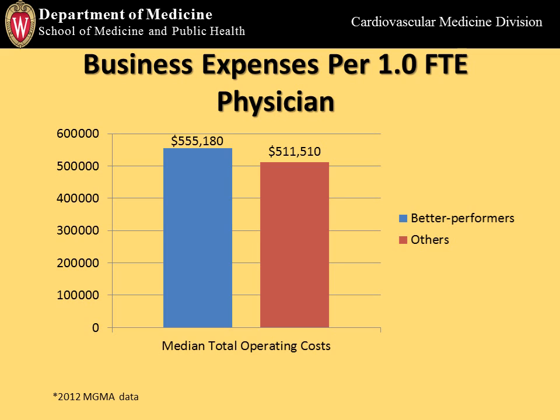You'll notice that MGMA reports better performers have a higher cost per 1.0 FTE physician. There are lots of reasons why this may be the case. However, labor costs are generally the highest expenses to an organization. Think more staff, more patients, more revenue, better able to meet the needs of patients.